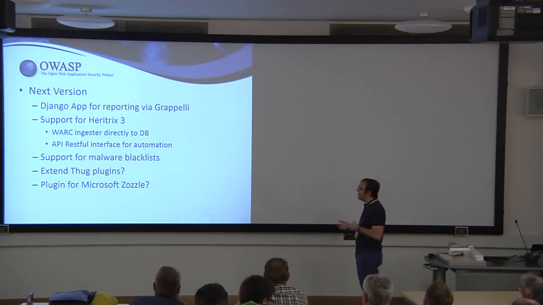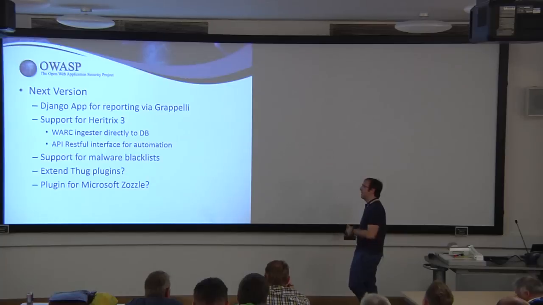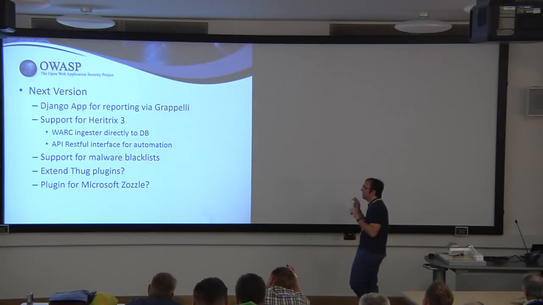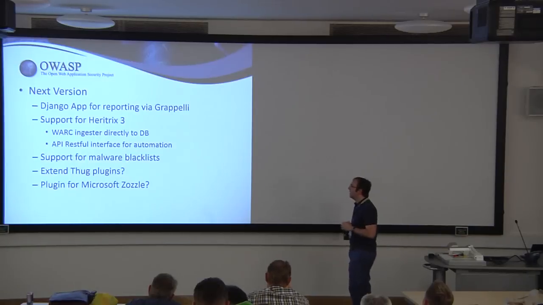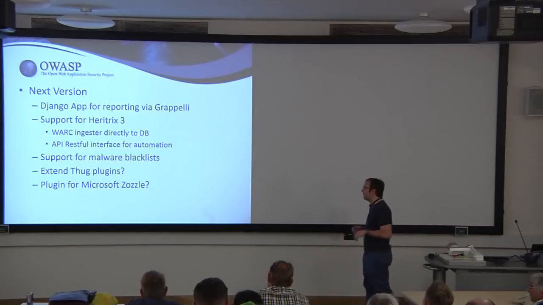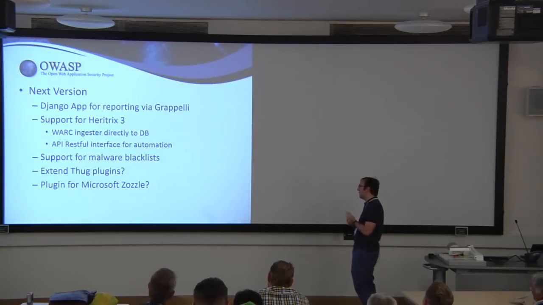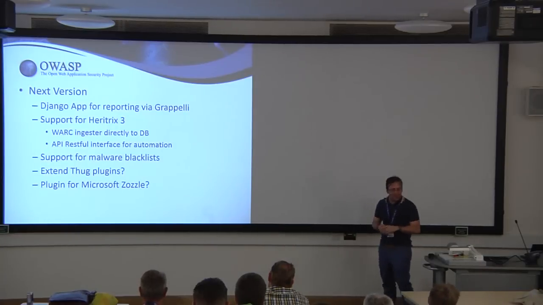There are a number of things I want to improve, like a RESTful API for automation, so if you're sitting on another machine, you can send a request saying you want to crawl something every 2 days, and do everything in a semi-automated fashion. Maybe add a malware blacklist for IPs, extend the tag plugins so you can detect more, and add plugins for more advanced JavaScript analysis. We have three technologies: one for heap overflow and stack overflow, and another for generic exploitation of JavaScript structures. But it's proprietary, so I don't know if they will allow me to do that. It's just some ideas.